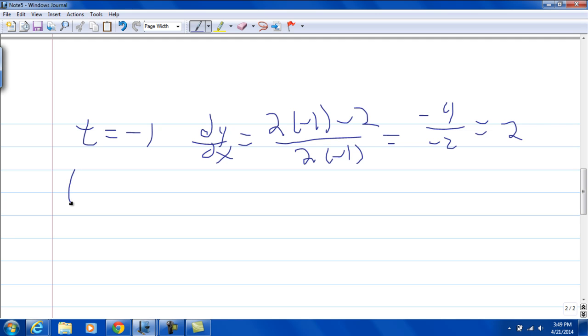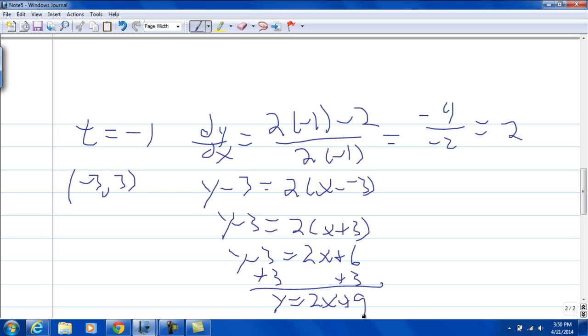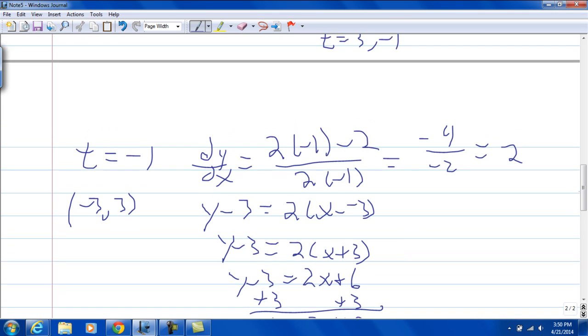So the point was negative 3, 3. So we're going to have y minus the y value, 3, equals 2 times x minus the x value. So y minus 3 equals 2 times x plus 3. Y minus 3 equals 2x plus 6. Adding 3 to both sides, y equals 2x plus 9. And that's the end of this problem.